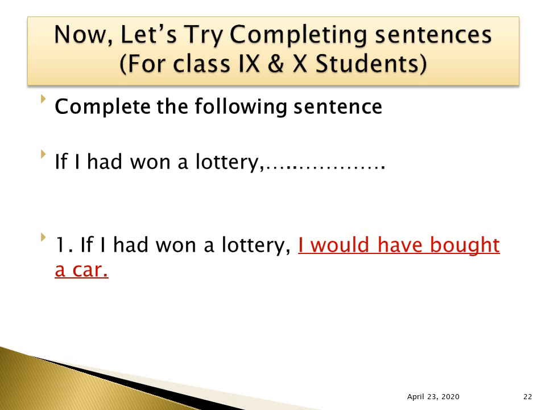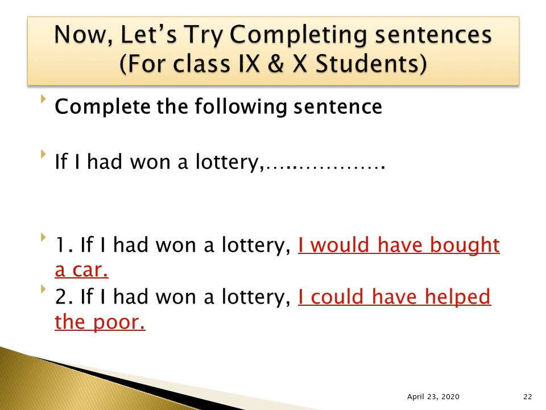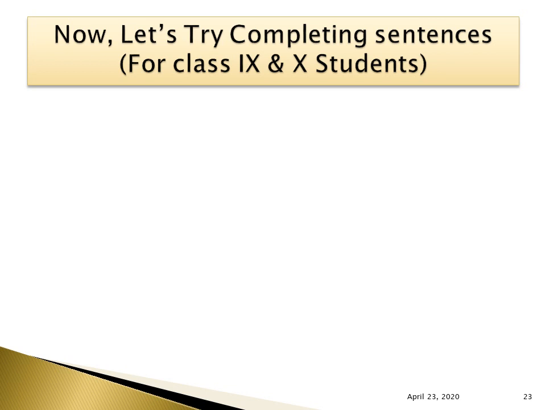Number 1, if I had won a lottery, I would have bought a car. So it's my thought that I would have bought a car. So you can write new sentences. You can add new information. Or if I write, if I had won a lottery, I could have helped the poor. That is also correct. So there, you will try yourself to produce newer and newer sentences. But you should follow the correct rule of verbs.